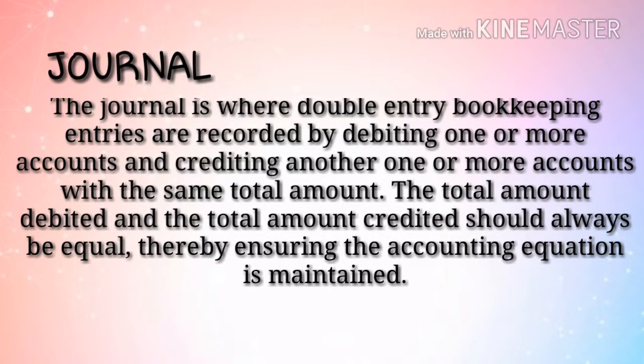Journal is where double entry bookkeeping entries are recorded by debiting one or more accounts with the same total amount. The total amount debited and total amount credited should always be equal, thereby ensuring the accounting equation is maintained.